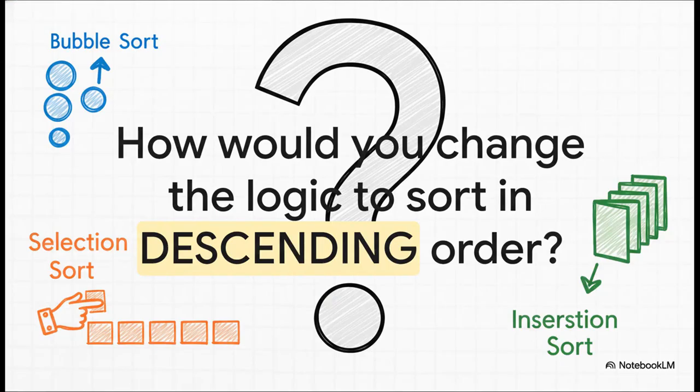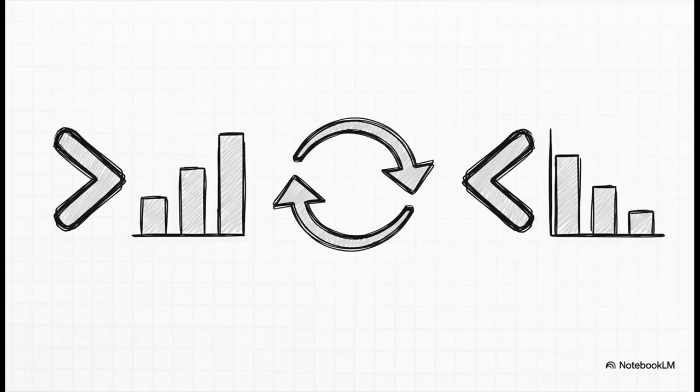Okay, time for a quick question for all you smart kids, and this is straight from your textbook. What if you wanted to sort the list the other way around, from biggest to smallest? What tiny change would you make to the computer's logic? Just think for a second. Got it? It's so simple.